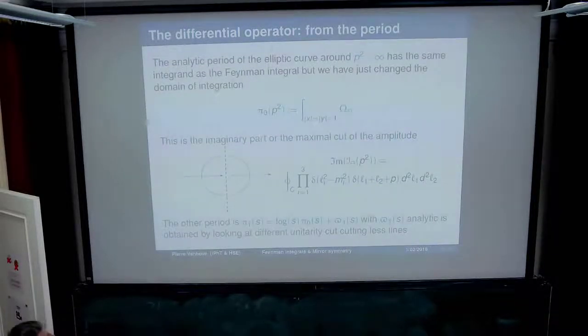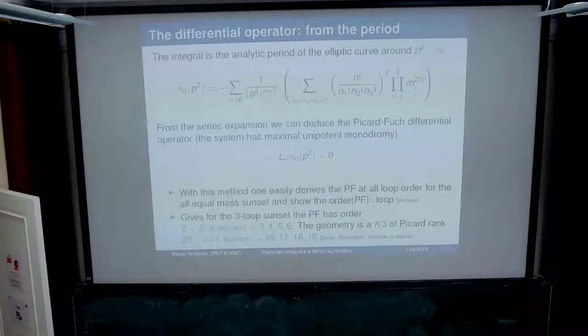Of course, there is another cut which gives you another period that has a log. I'm sorry, that S is 1 over pi squared, as you will see in a minute. There's another period that has a log behavior. So there's another way to cut lines that gives you another period, but I only need one to determine the Picard-Fuchs operator.